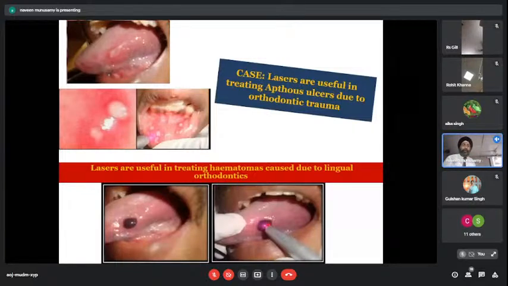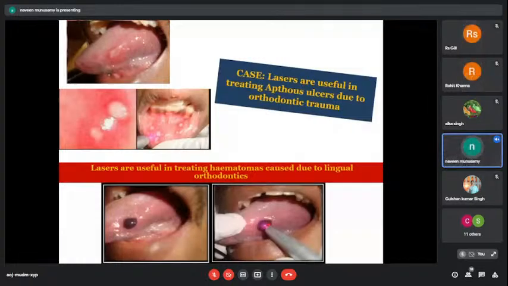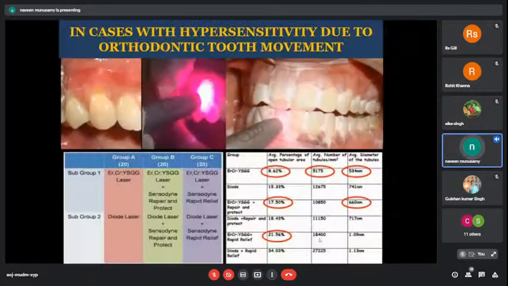And also, if a patient has hypersensitivity on certain teeth, even after orthodontic treatment, put this laser without the tip on that hypersensitive area, do a curing, and the hypersensitivity will go. The patient will again go very happy after that.